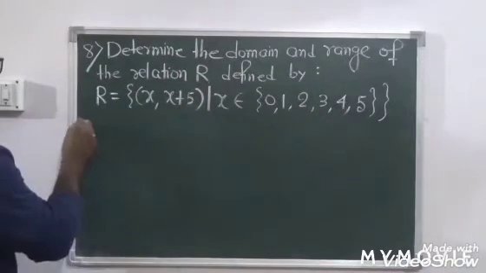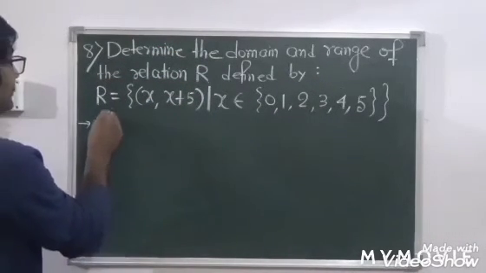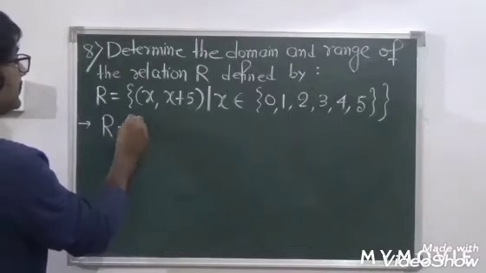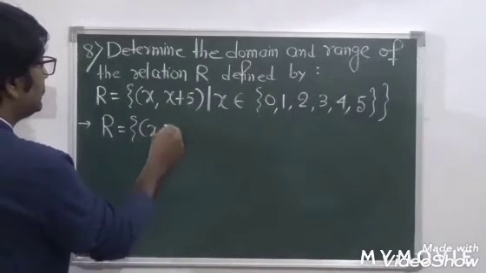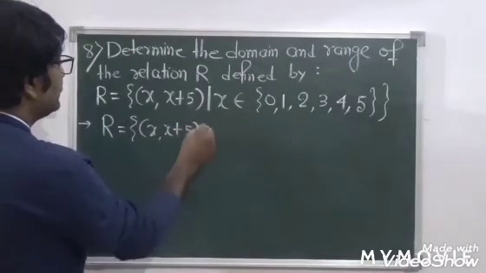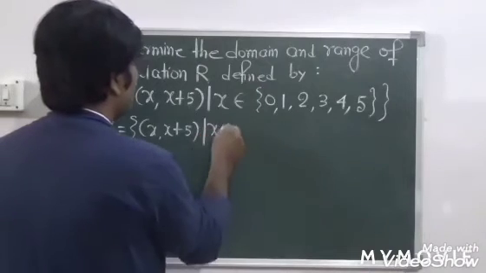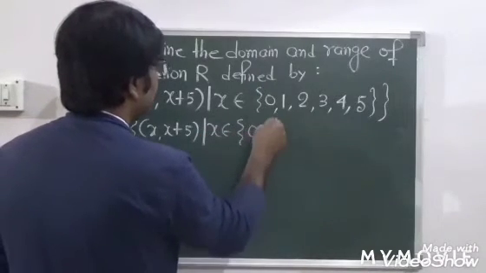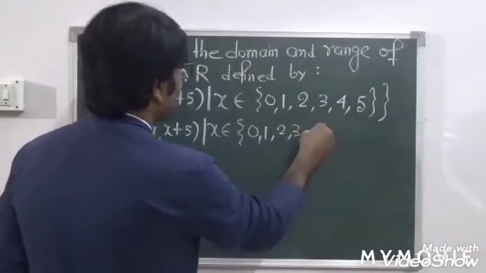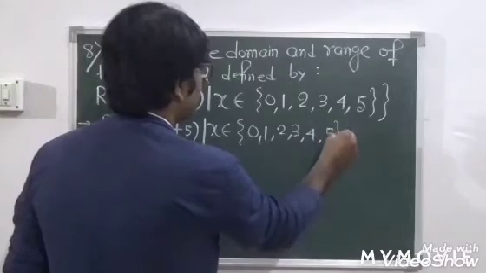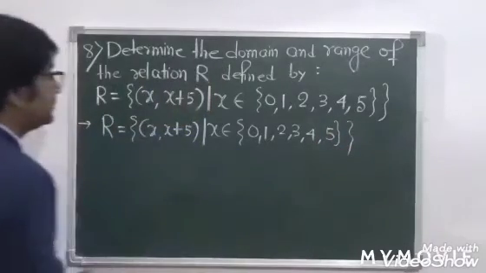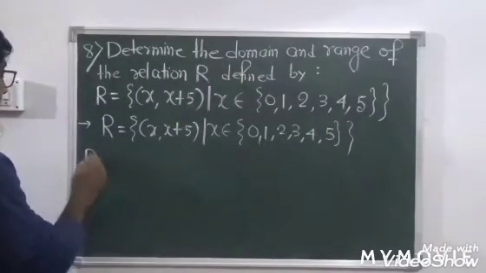So first let us write the set in the roster form. R is given as x comma x plus 5, where x belongs to 0, 1, 2, 3, 4, 5. These are the values which x can take. So the relation stands like this.